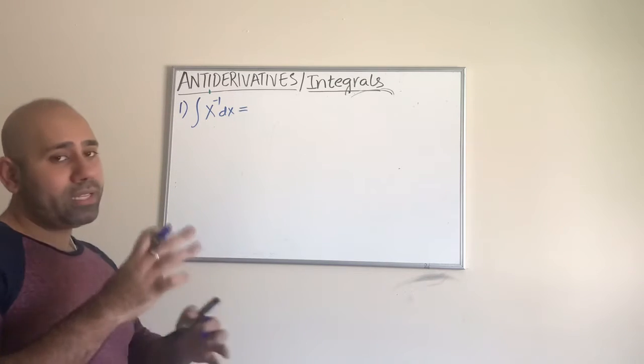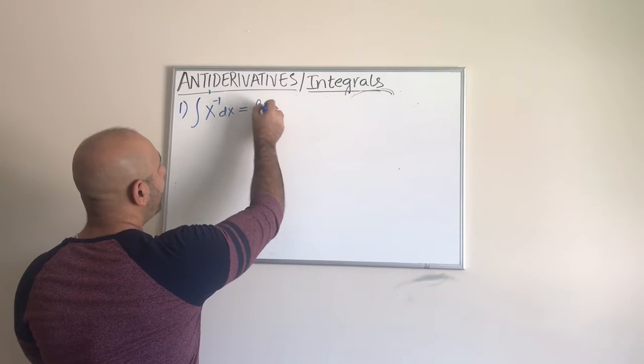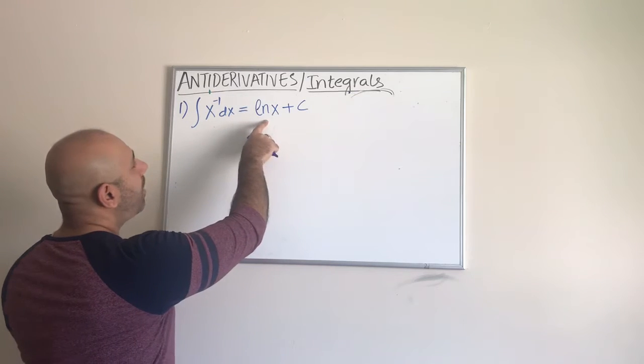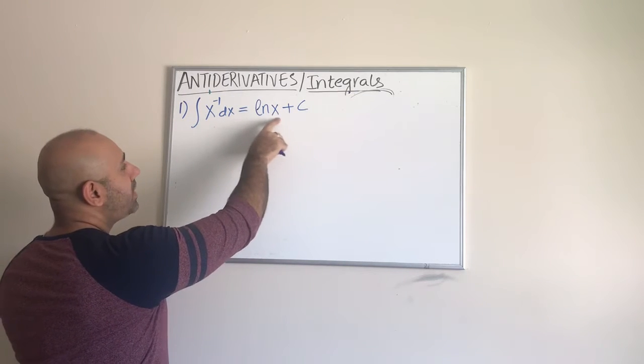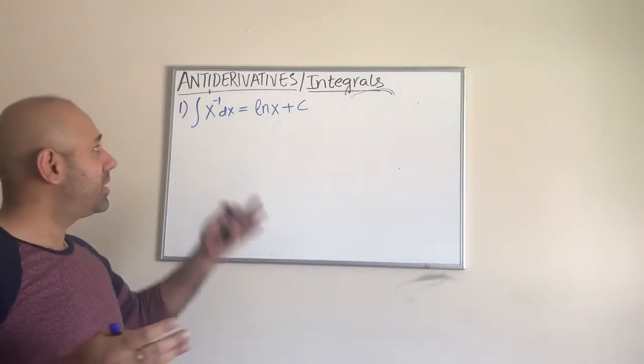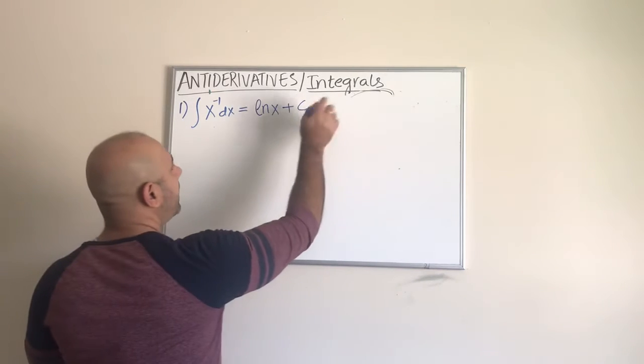So looking at the derivatives, we know that this is ln of x plus c. Why? Because the derivative of ln of x, the natural logarithm of x, is 1 over x. So we know it's the reverse process, so that's how we are able to actually write this. And of course there's going to be a plus c.